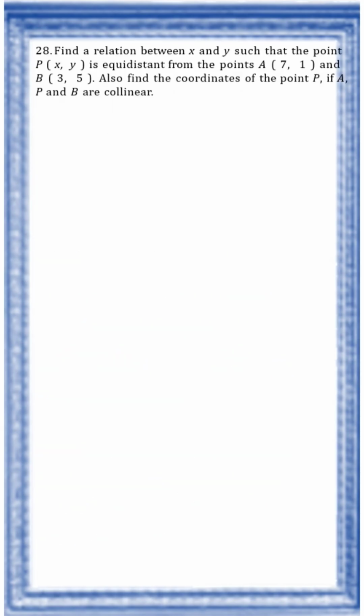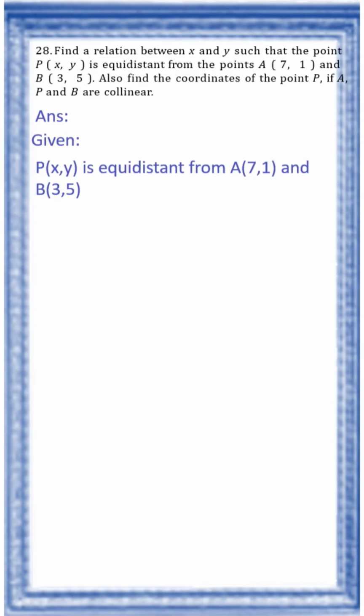Now let us solve the 28th question. Find a relation between x and y so that the point P(x, y) is equidistant from the points A(7, 1) and B(3, 5), and also find the coordinates of P if A, P and B are collinear. Now what has been given? P(x, y) is equidistant from A(7, 1) and B(3, 5). So now what happens? PA is equal to PB.